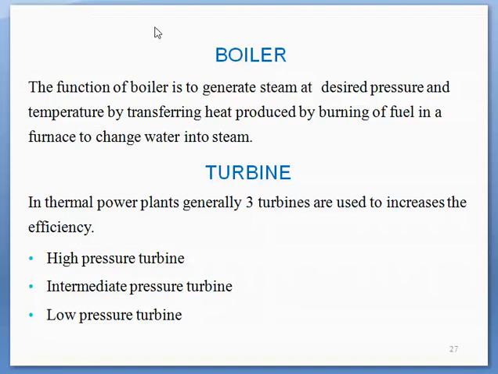Generally, the turbines which are used in a power plant are classified into three parts depending upon the operating pressure. One is the HP turbine, that is, high pressure turbine. The second one is the intermediate pressure turbine or IP turbine, and the third is the low pressure turbine or LP turbine.